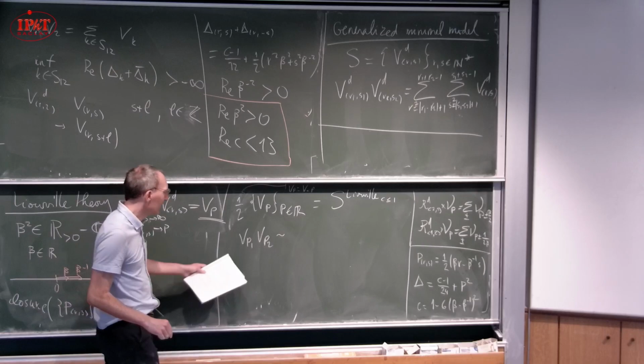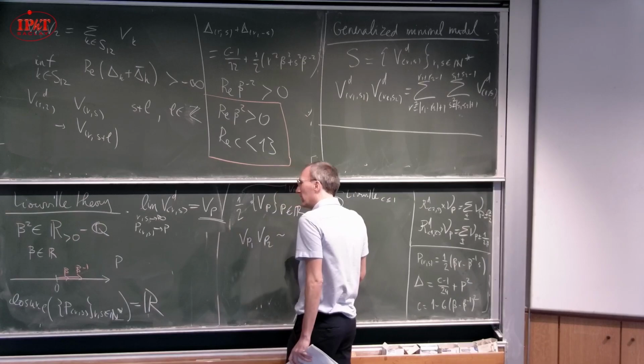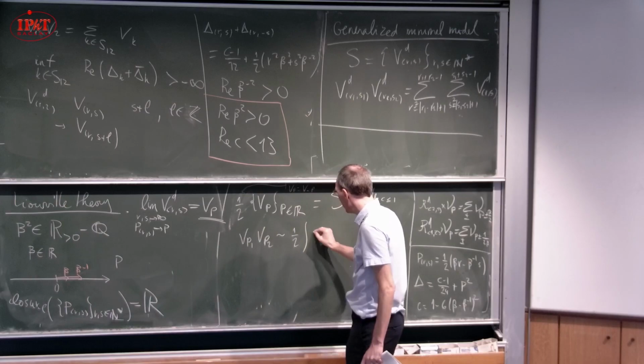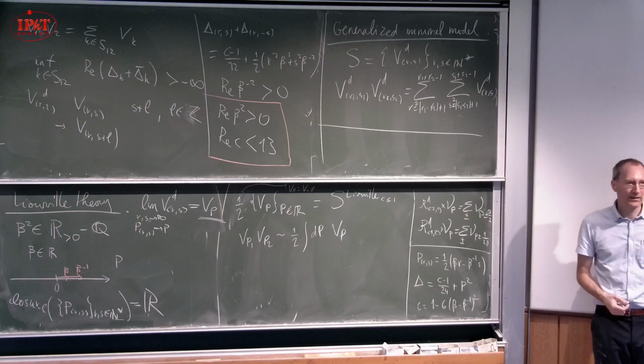Okay, so now I'm taking the OPE by taking a limit of this OPE, and well, it becomes continuous, it becomes an integral. So I have the same 1/2, by the way. And I get, naively, I get this. Well, I say naively, which means I don't really get this. So why don't I really get this?